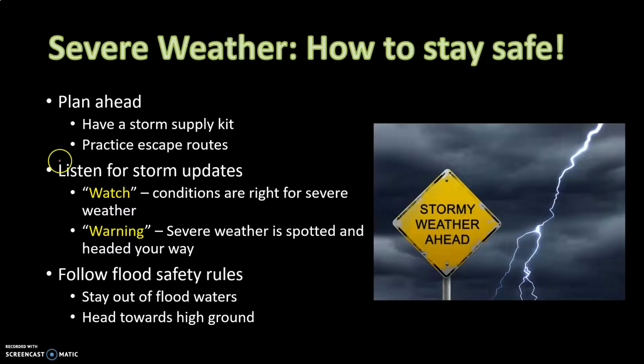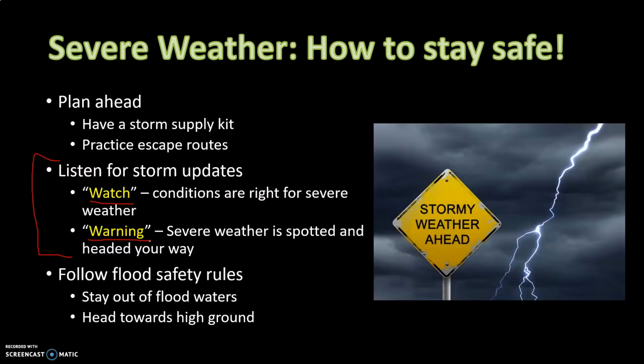One of the biggest, most important things is listening for watches and warnings. Listen for the updates. A watch means the conditions are right for severe weather. If you're under a tornado watch, that means it could happen. However, if you are under a tornado warning, that means severe weather has physically been spotted and it is heading your way. So if it's a tornado warning, that means it is either Doppler indicated, meaning that the meteorologists, the people that study weather, have seen it on their radar, or somebody has seen it in person, so take shelter immediately. Same with severe weather warnings and blizzard warnings, etc.